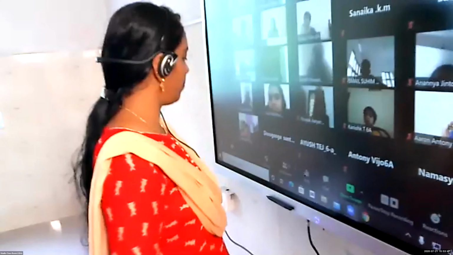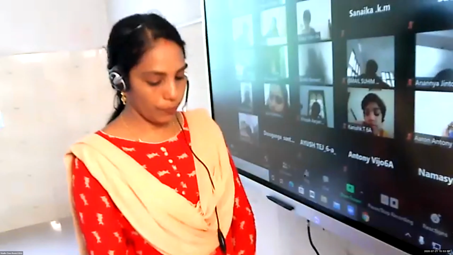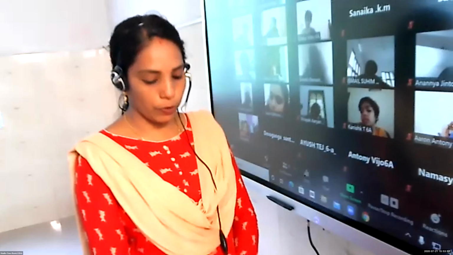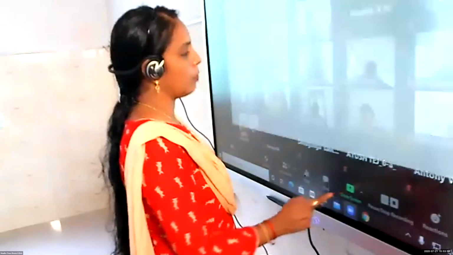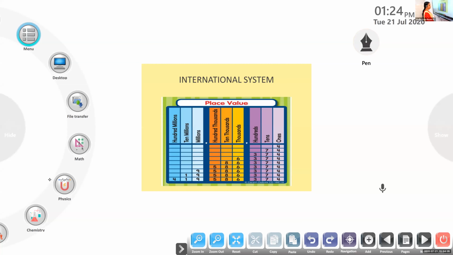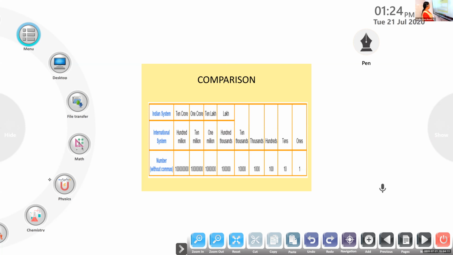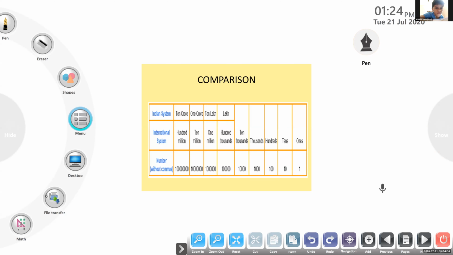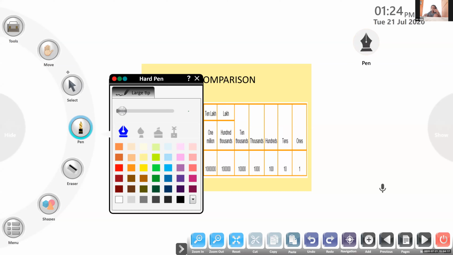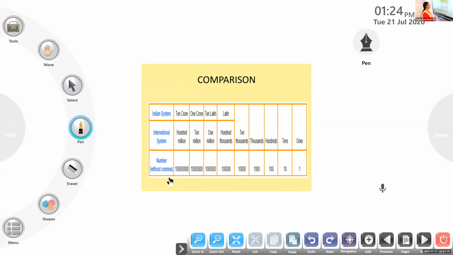1 crore equal to dash million. Can you see the slide? Yes, ma'am. From the slide, you can identify the answer. Ma'am, I got the answer. 1 crore equal to 10 million.